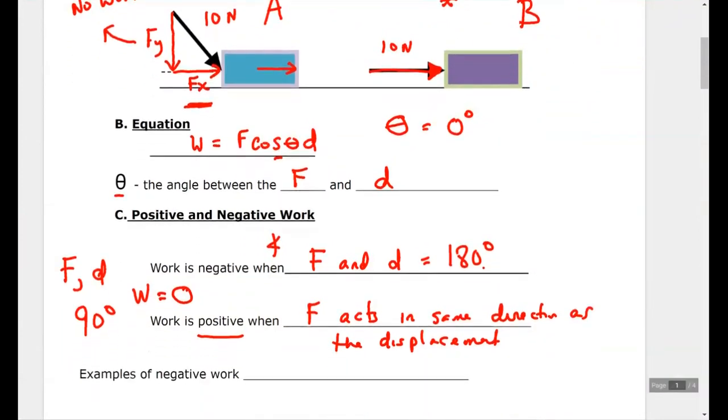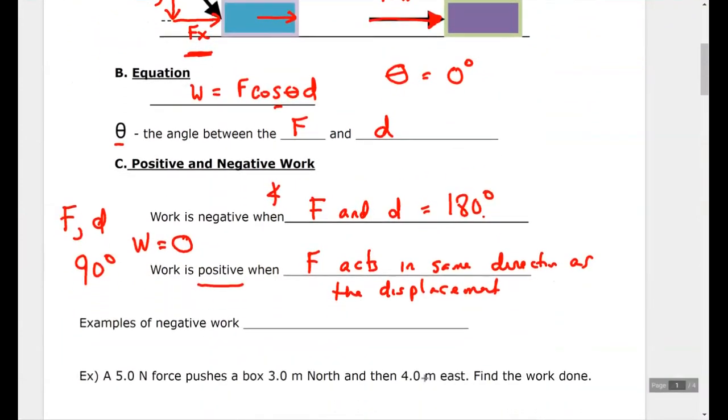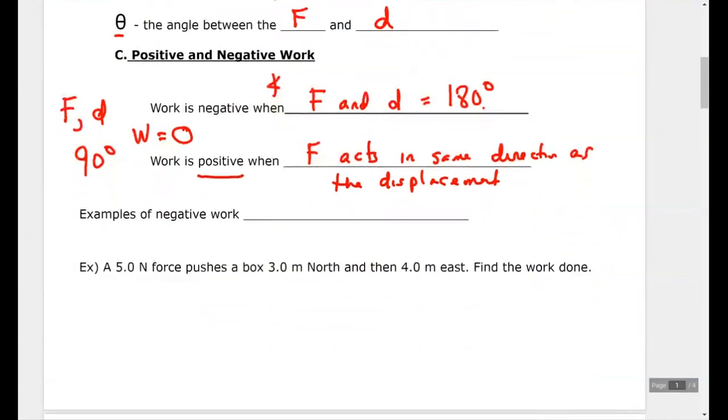When the angle between the force, the applied force, and the displacement is 0, we say that force does no work. So actually, no, I don't want to go there. I just had a thought, but I don't want to go there.